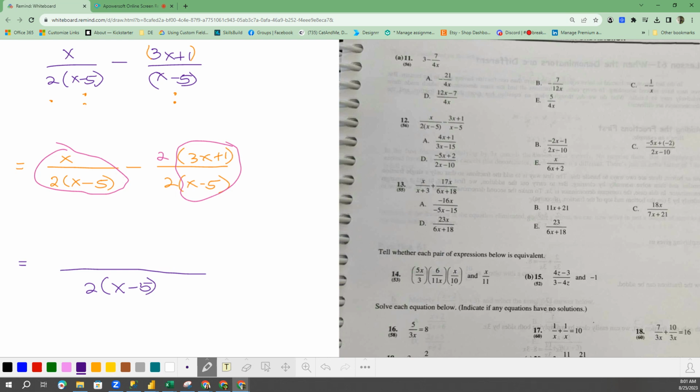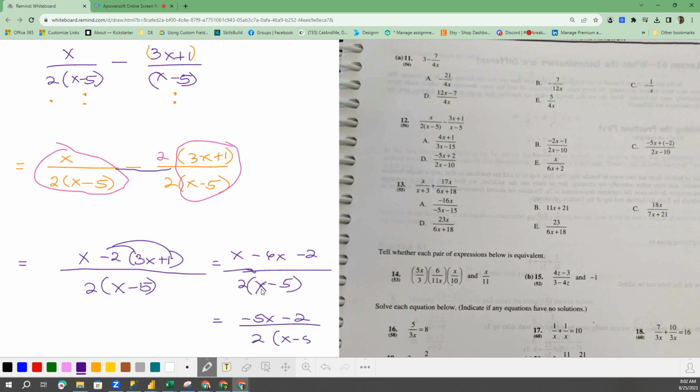Okay? And then you're going to pretend that you'll extend this, so that everything above you'll just have to write x minus 2, 3x plus 1. Now, the numerator needs to be simplified. So remember PEMDAS, you multiply first, right? I'm going to copy the denominator, x minus 5, 2 here, okay? And then I'm going to simplify this. So you have x minus 6x minus 2. Combining like terms, x minus 6x is negative 5x minus 2 over 2x minus 5.